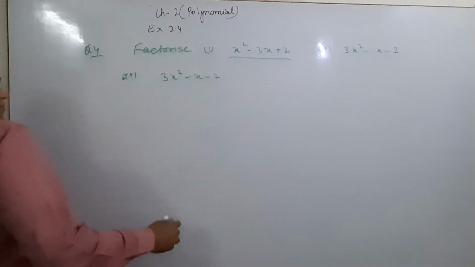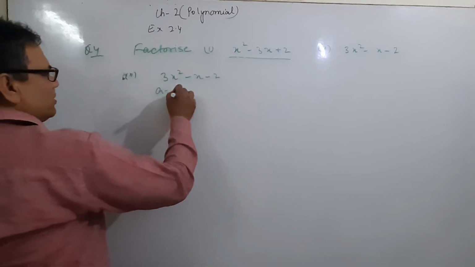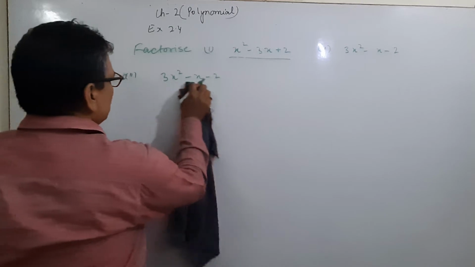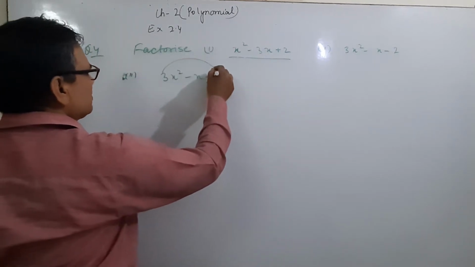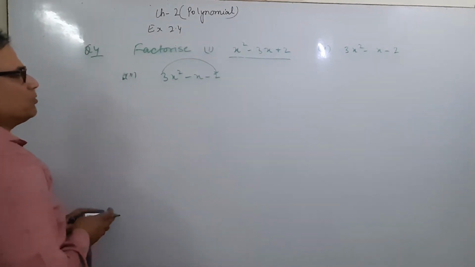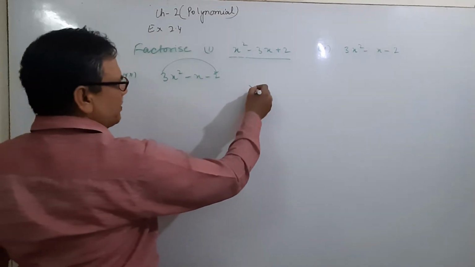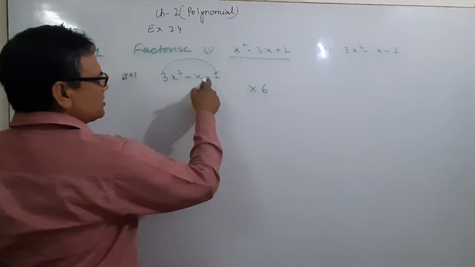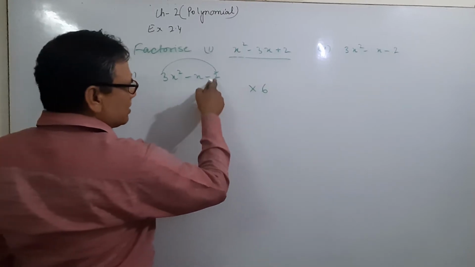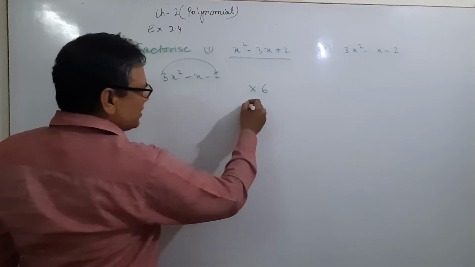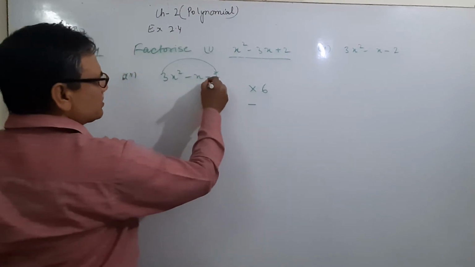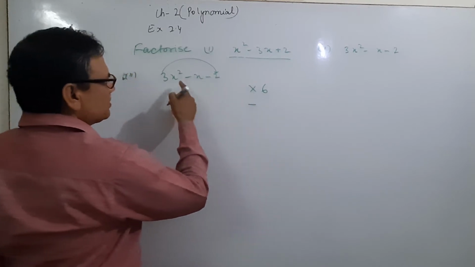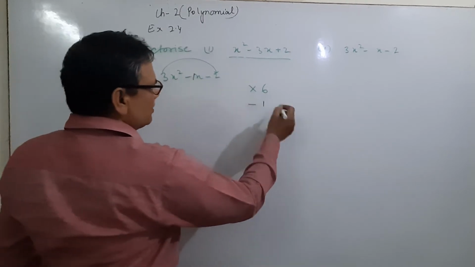Here is A. What is A? A is equal to 3, and B is equal to... Multiply this by this: 3 multiplied by 6. We need not take the sign. What is this sign? Minus. We have to write this sign here. If it is plus, we write plus. If it is minus, we write minus. And here is 1.